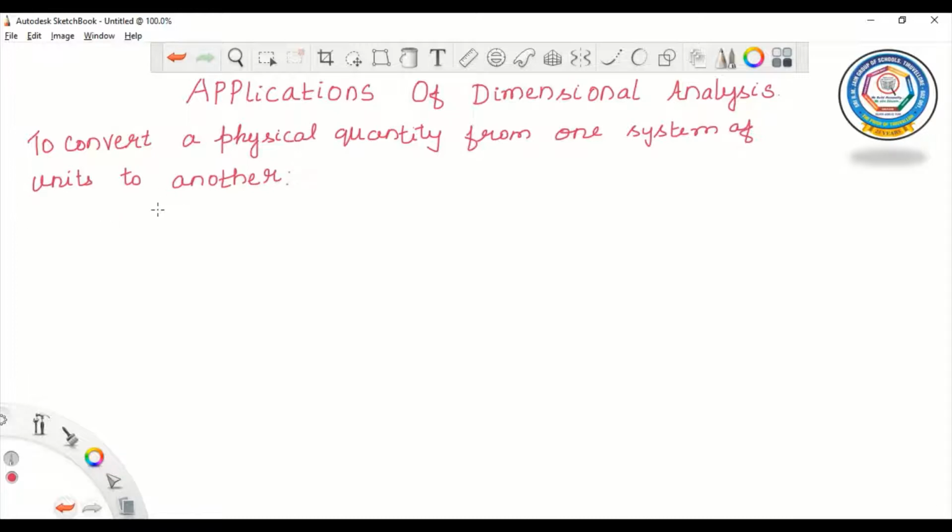Actually, it is based on the fact that the magnitude of a physical quantity remains the same, whatever the system of units. Now let us consider U1 and U2 as the units of measurement of a physical quantity Q, and N1 and N2 as the corresponding numerical values. Then we can write Q is equal to N1 U1 is equal to N2 U2. This is very important here, children.